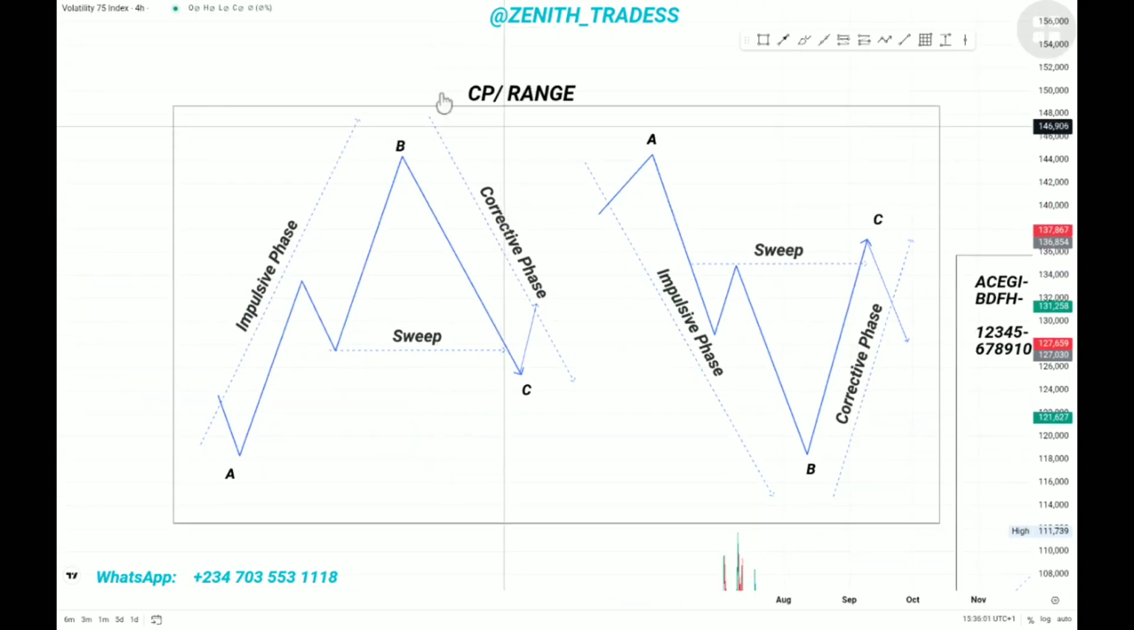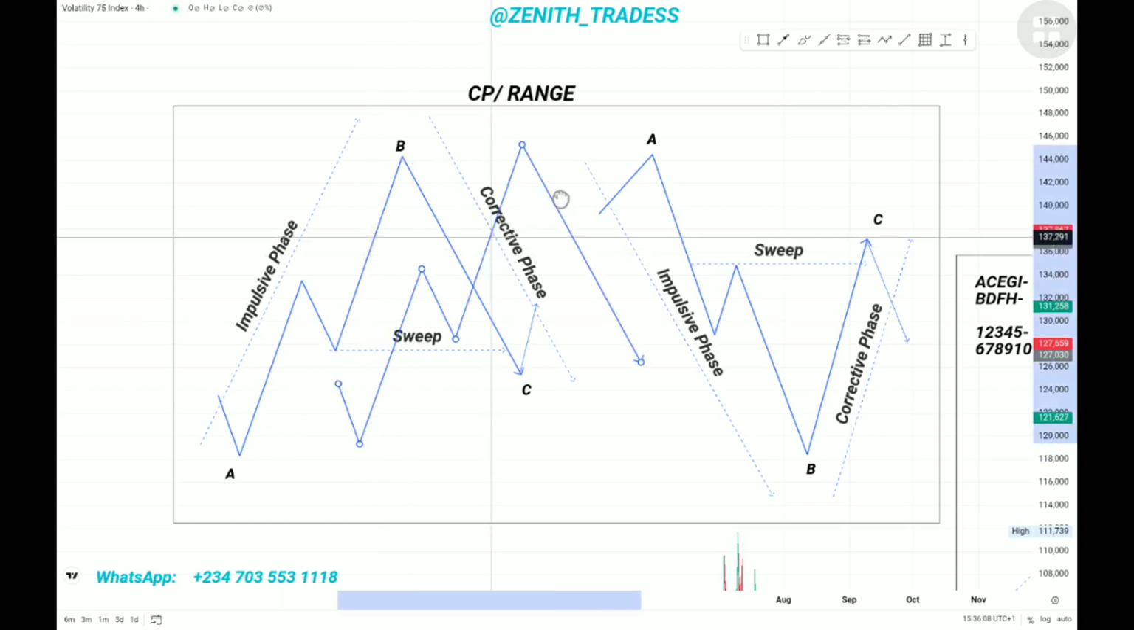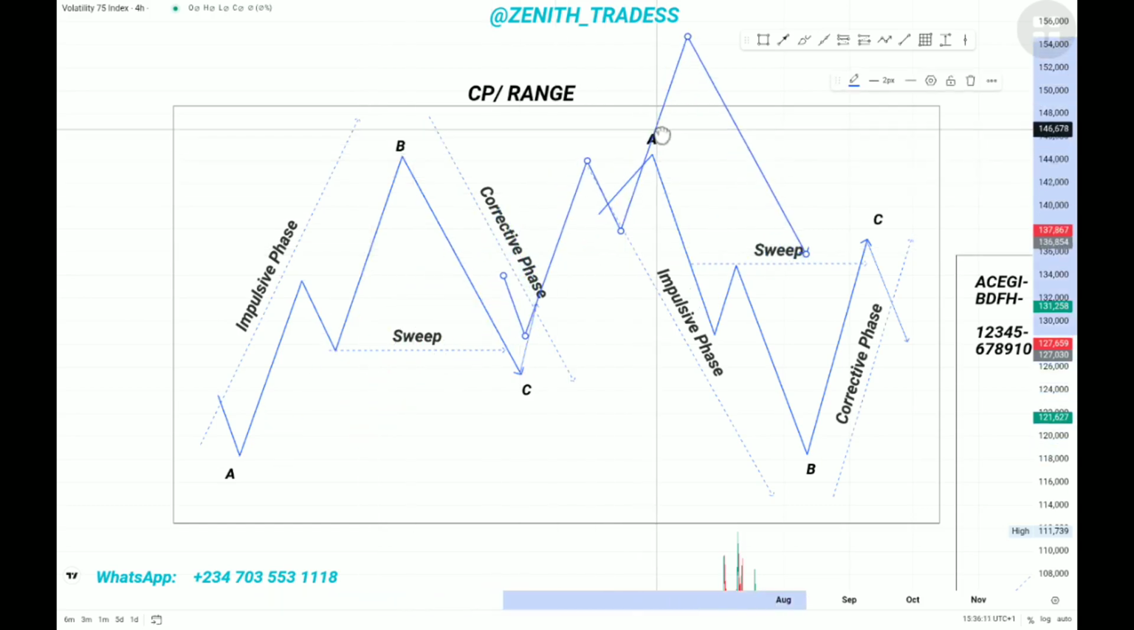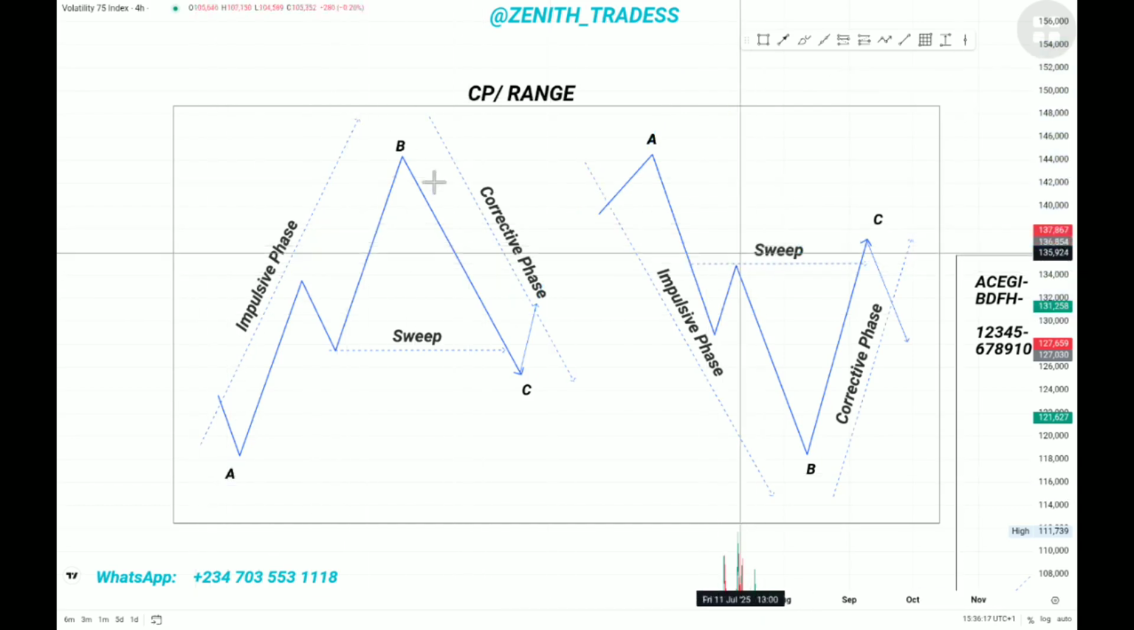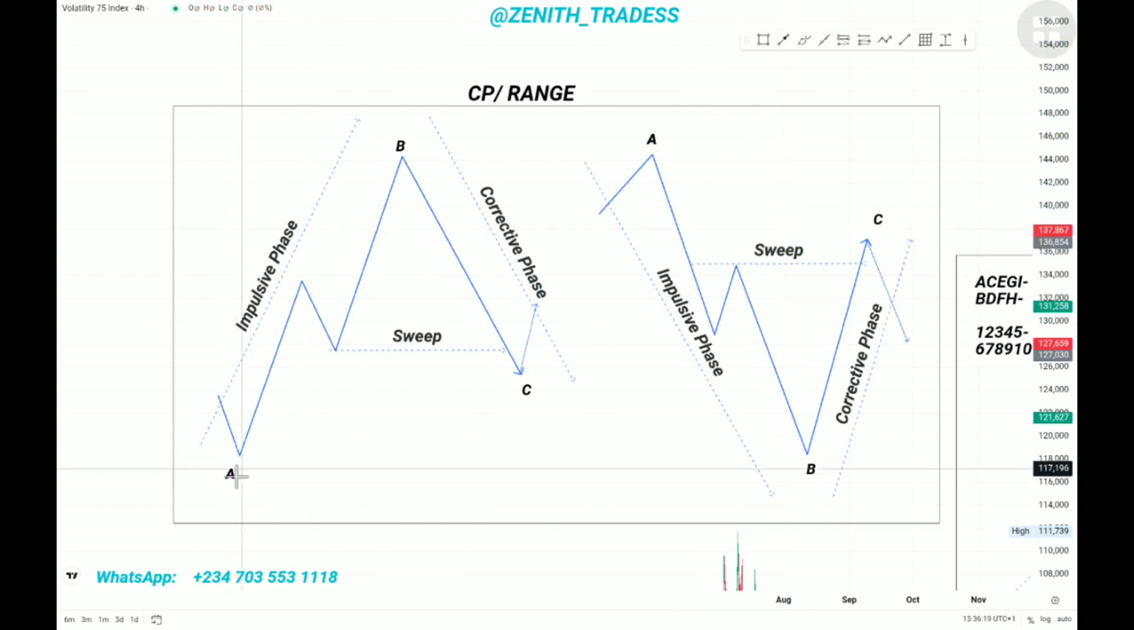We can see it here. It's actually a range, or you call it a continuation pattern, because price will continue to do this again and again and again. So I've just removed one to explain in detail what the components are. This is a strong low, a major high, a strong low, strong low, strong low. This one will now continue with another impulsive leg.